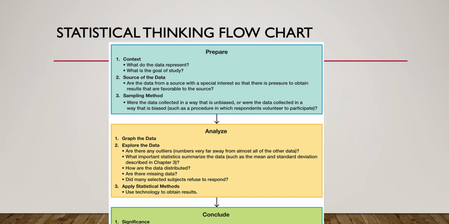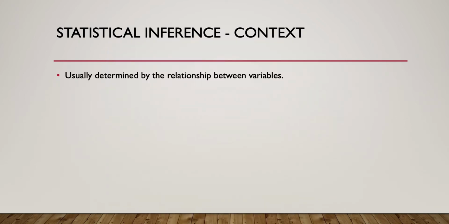Well, let's look through all of these parts. So the context in a statistical inference, that's determined by the relationship between the variables. Meaning, is there any relationship between the variables? So, is there a relationship? Although if you're running your own study, that's something that you would be specifically stating yourself.